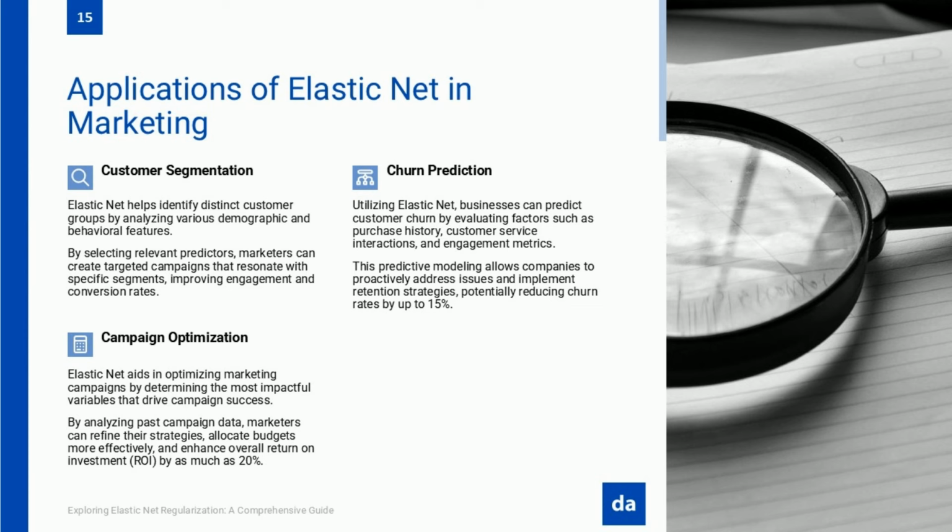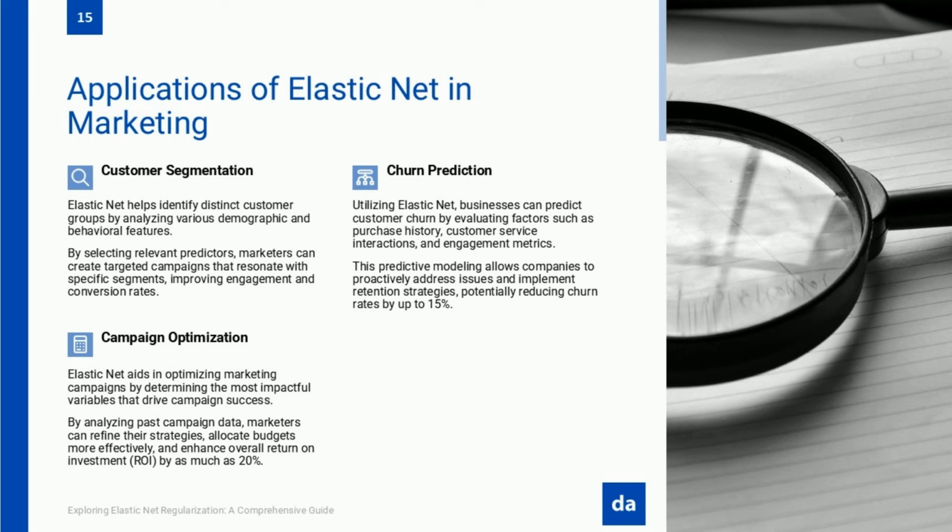The challenge? There's too much data, and much of it is highly correlated. Customer age, income, browsing habits, past purchases, many of these features overlap. Traditional regression models struggle to make sense of this complexity without overfitting. This is where Elastic Net gives marketers an edge.